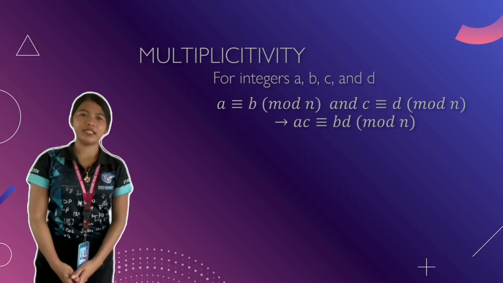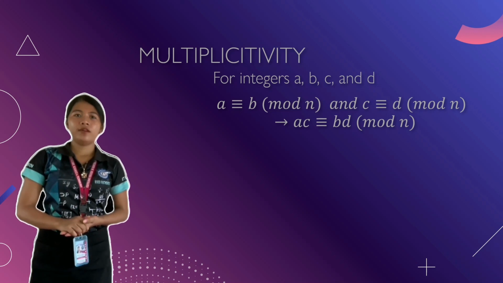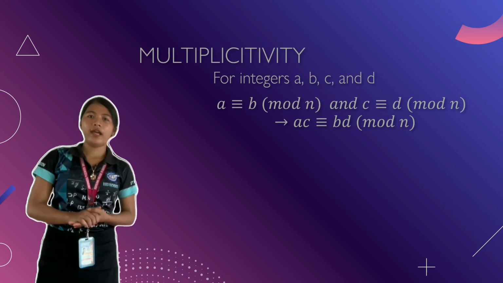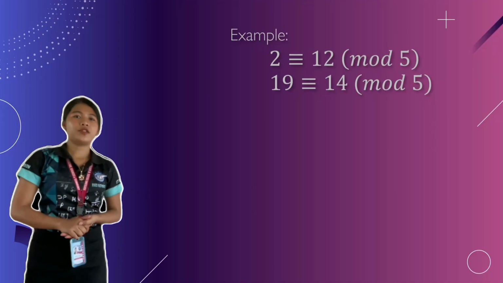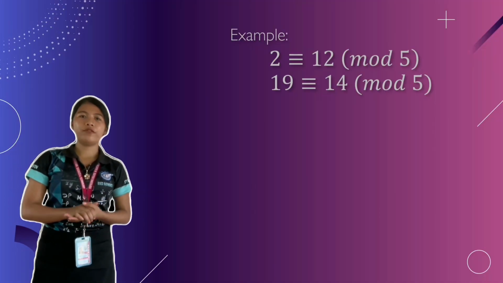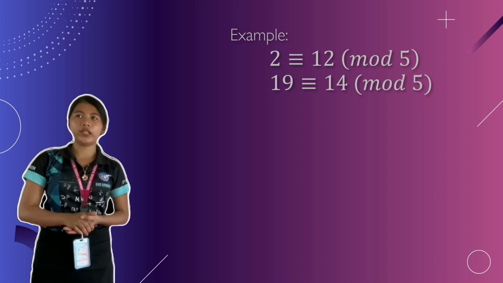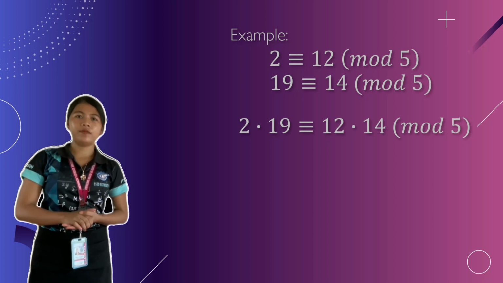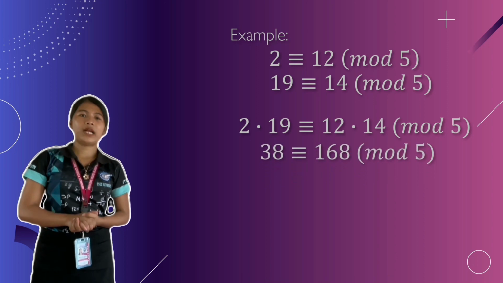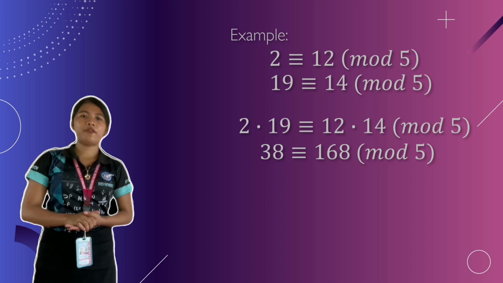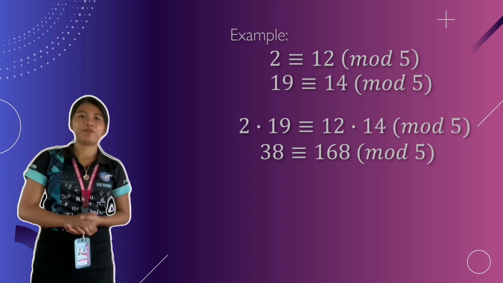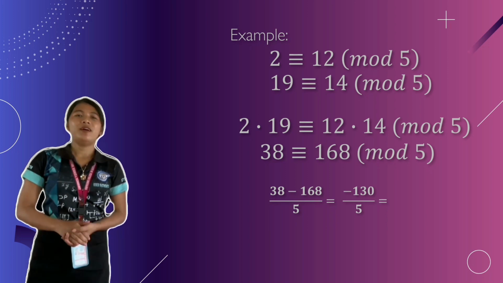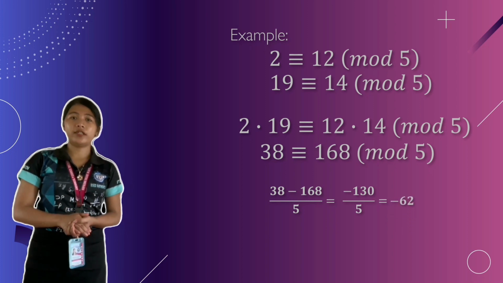The fifth one is the multiplicativity. For integers a, b, c, and d, if a is congruent to b mod n, and c is congruent to d mod n, then a times c is congruent to b times d mod n. For example, 2 is congruent to 12 mod 5, and 19 is congruent to 14 mod 5. So 2 times 19 is congruent to 12 times 14 mod 5. So we have 38 congruent to 168 mod 5. Using the formula, we subtract: 38 minus 168 over 5 is equal to negative 130 over 5, so we have negative 26. Negative 26 is an integer, therefore it is correct.